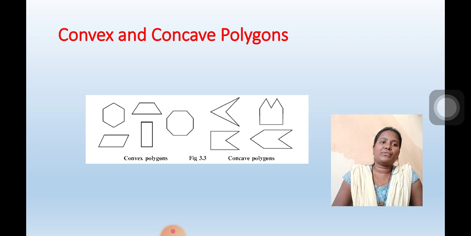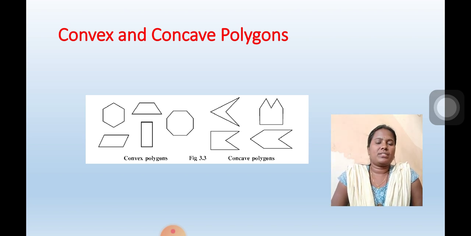right? Now let us shift to the concave polygons. Now observe the concave polygons. In all these figures, one of the angles in these polygons is measuring more than 180 degree. So these are called the concave polygons. So what do you mean by concave polygons? The polygons in which one angle measures more than 180 degree are called concave polygons.